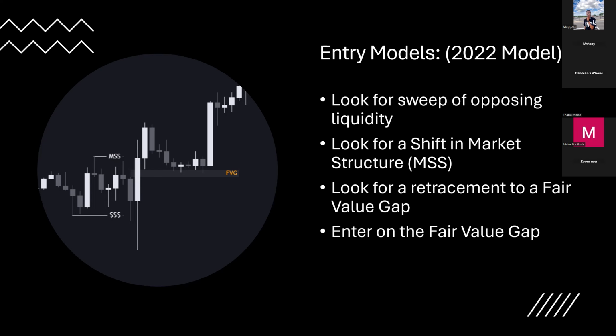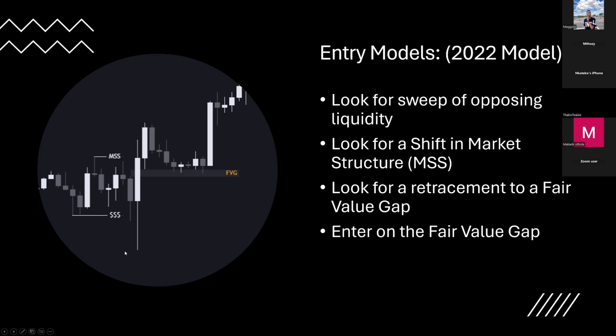And when we sweep this liquidity, I look for a shift in market structure, which is also seen there as the MSS. When that occurs, I'm going to look for a retracement to a fair value gap. Other people prefer an order block, others prefer a breaker block, but I'm looking for some type of retracement where I can place those buy limits and enter. So here, as you can see in this example, I would have entered on the fair value gap that's shown right there.